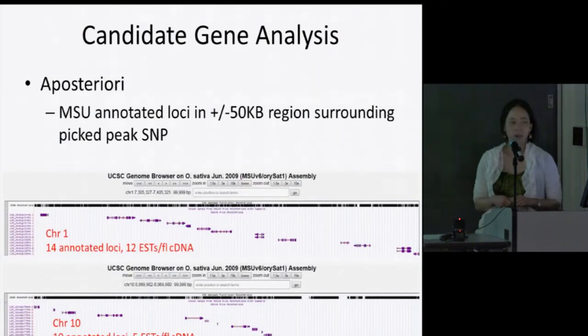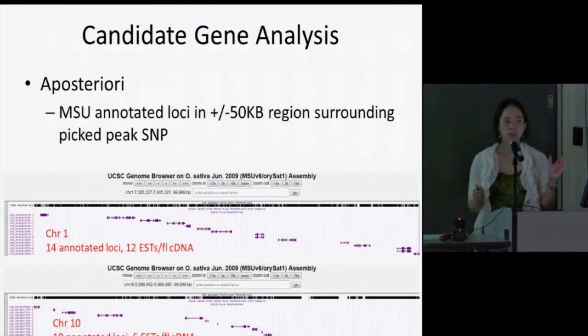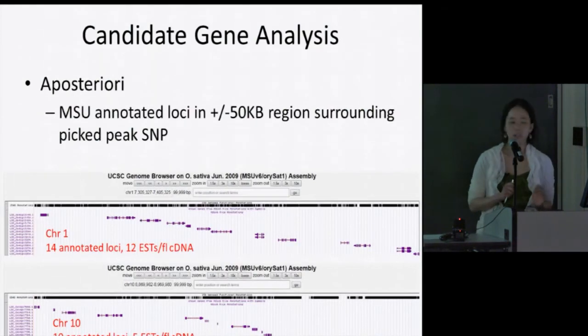So what I did was an a posteriori approach, which was to look at those 100 kb regions and to determine what MSU annotated loci had been mapped to those regions surrounding that peak pick SNP. And so what I found were 14 annotated loci in chromosome 1, 12 of which were annotated as being either ESTs or full-length cDNAs. And on chromosome 10, 10 annotated loci, 5 of which were also annotated as being either ESTs or full-length cDNAs.